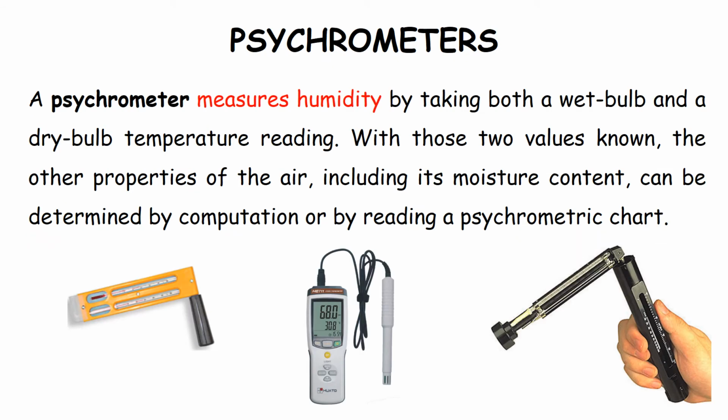As you see, the three pictures tell us how a psychrometer looks in real time. Now, a psychrometer measures humidity by taking both a wet bulb and a dry bulb temperature reading. With those two values known, the other properties of the air, including its moisture content, can be determined by computation or by reading a psychrometric chart.